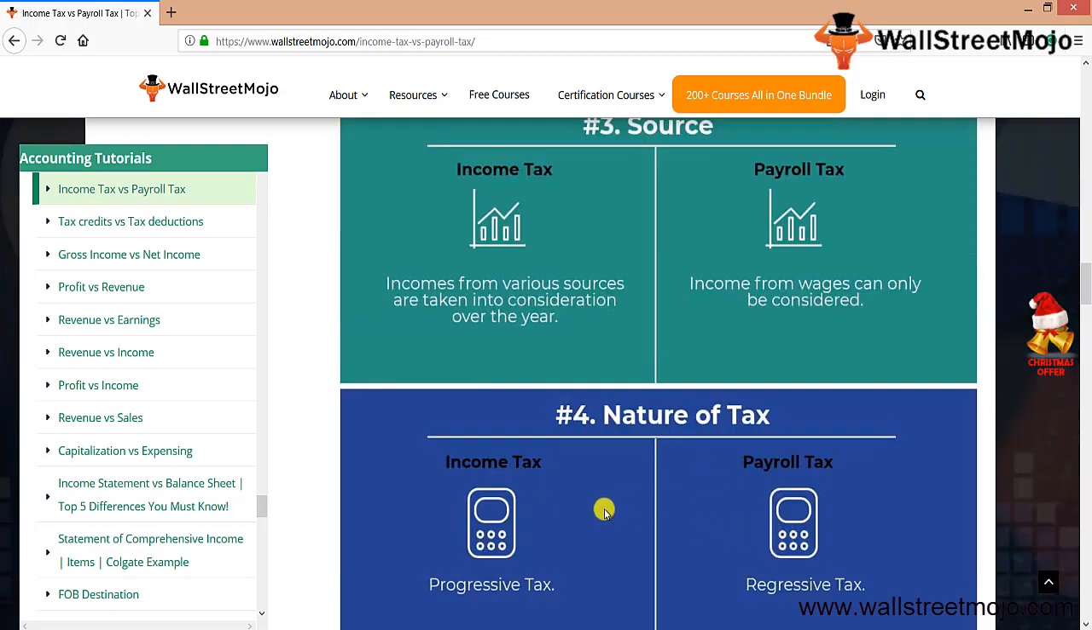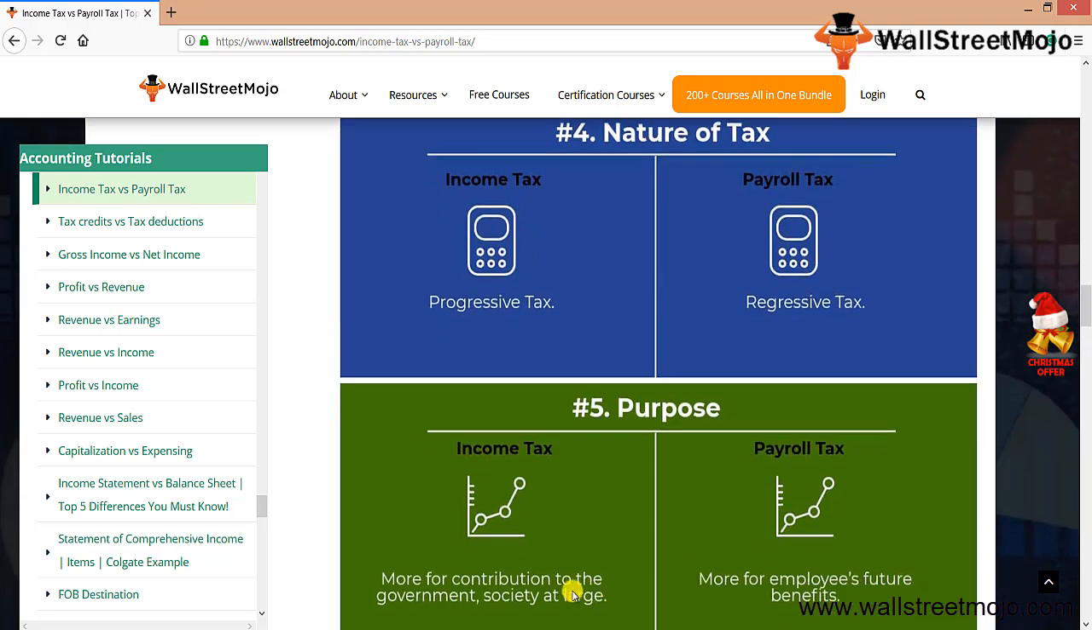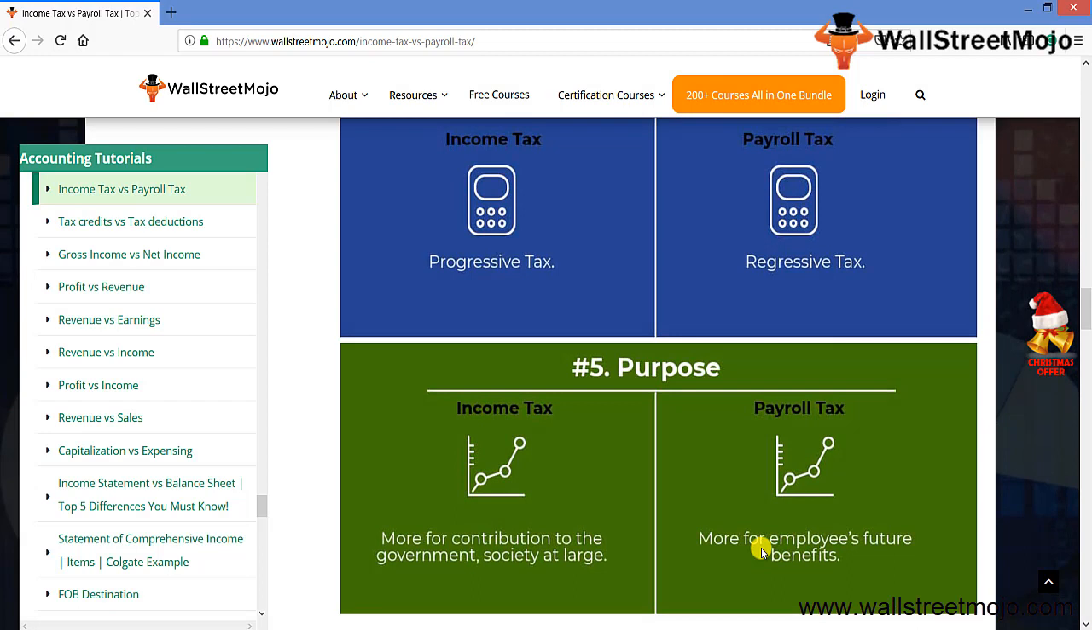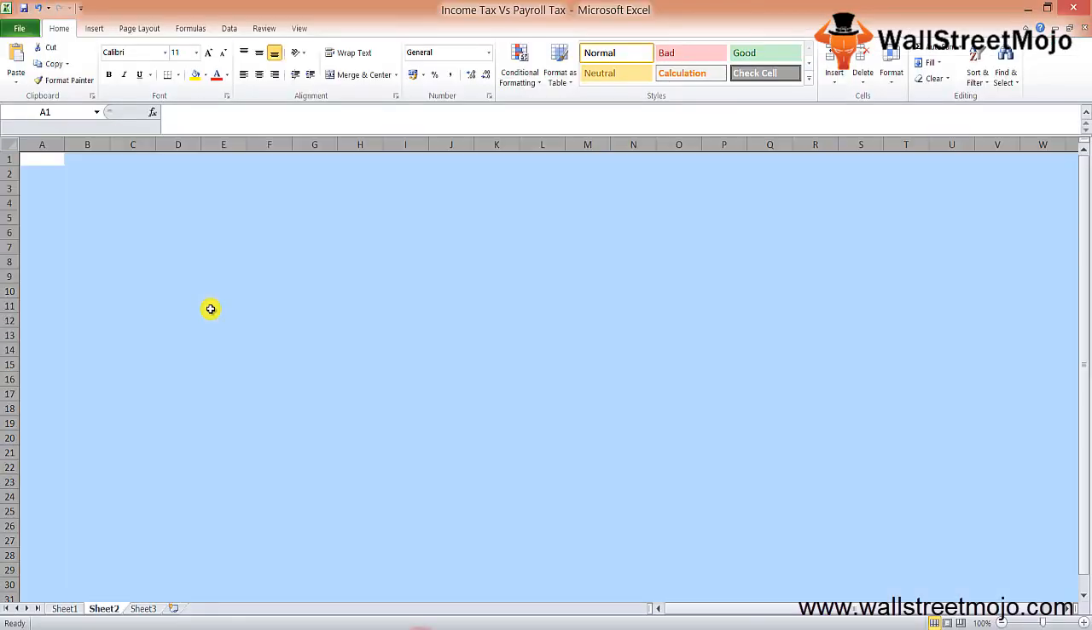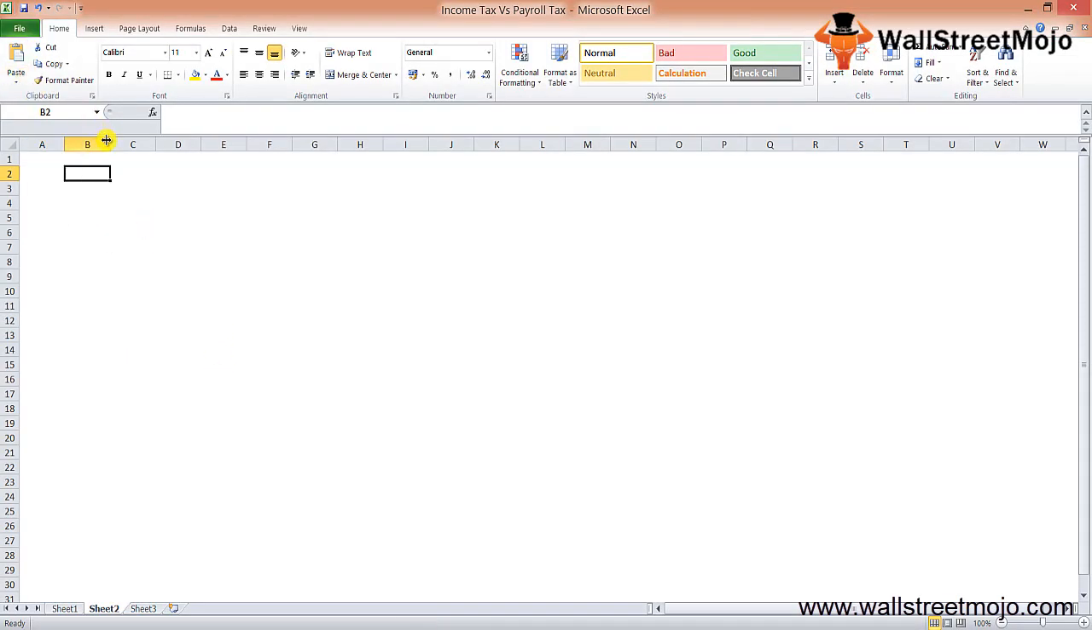What is the nature of the tax? Income tax is more progressive, and payroll tax is more regressive. What is the purpose? The purpose of income tax is contribution towards the government and society at large. And over here, payroll tax is contributed for the employees' future benefit. So that's why payroll tax has been made. You can say that income tax is for the government and society at large, while payroll tax goes towards the employees' benefits. Now, based on this, I'll discuss some of the key differences with you so that we have a clear idea regarding that particular area.